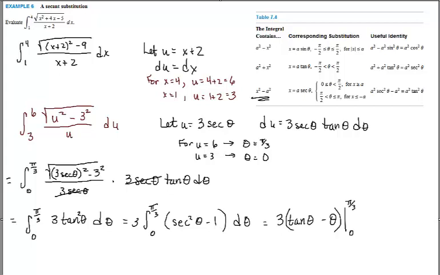Alright, now I just need to evaluate that, and when you do, you end up with 3 square roots of 3 minus pi. Lovely. Alright, see you at the collaborate.